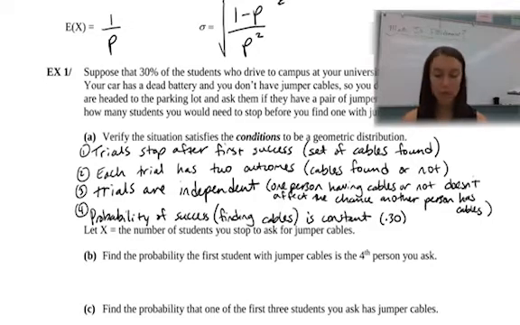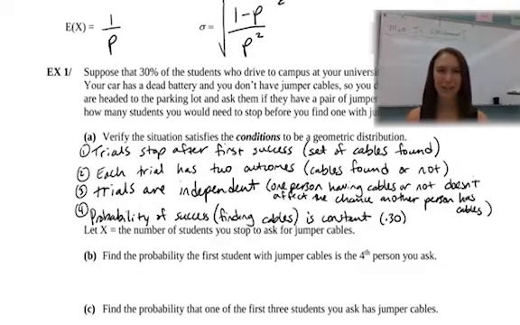So there are 4 conditions. Conditions 2, 3, and 4 that you see here are the conditions of all Bernoulli trials, and number 1 is specific to geometric distributions. So number 1, trials stop after the first success, and I want to put context in there: a set of cables is found. 2, each trial has 2 outcomes, cables found or not. 3, trials are independent, so one person having cables or not doesn't affect the chance of the other person having cables. And 4, the probability of success, which is finding cables, is constant at 0.30.